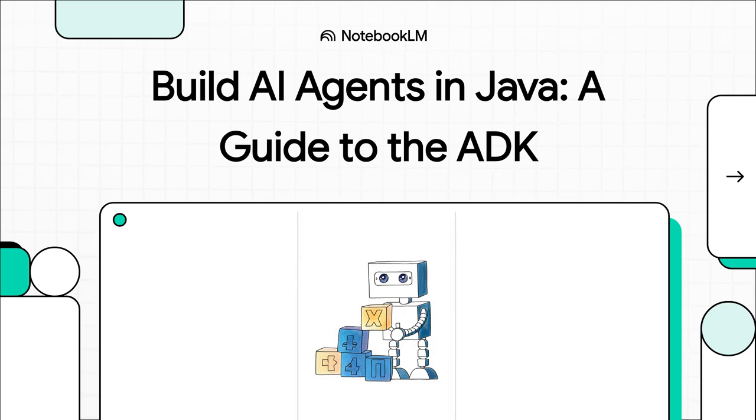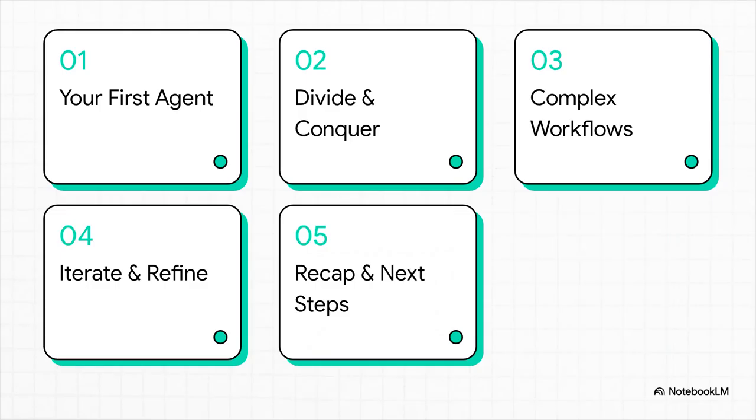Hey everyone, and welcome. If you're a Java developer and you're looking to get your hands dirty with AI to really build the next generation of smart applications, then you are in exactly the right place. Today, we're diving deep into the Agent Development Kit, or ADK for Java. This is your toolkit for creating some seriously powerful autonomous AI agents, all using the language you already know and love.